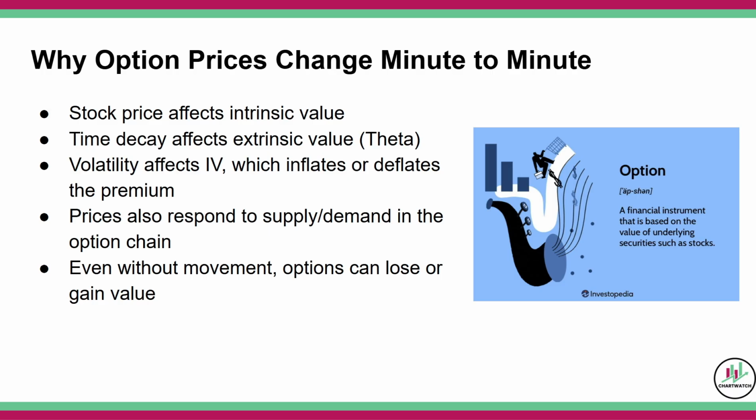Also, supply and demand. Like anything in the market, options prices respond to trader behavior. If everyone's piling into the same strike, let's say a popular weekly call, increased demand can push the price up, even if implied volatility and the stock price are steady. The option chain is like a live marketplace, and the bid-ask spread can shift in real time. Even 10 seconds of hesitation can mean getting filled at different prices, especially on volatile names.